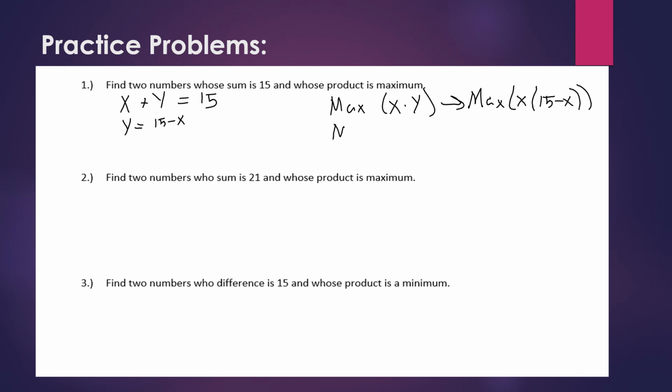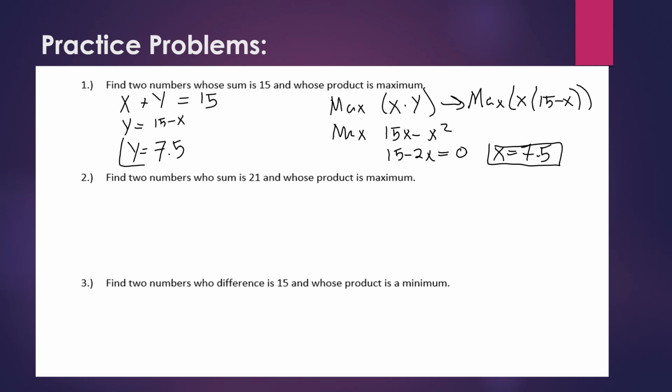So that means I'm really trying to maximize 15x minus x squared. So if I take the derivative, I'll get 15 minus 2x, set it equal to 0 to find critical values. I'm going to get x equals 7.5, which means that y is also going to be 7.5. If you want to check the answer, 7.5 plus 7.5 is 15, so that works. And then 7.5 times 7.5 is going to be our maximum product.